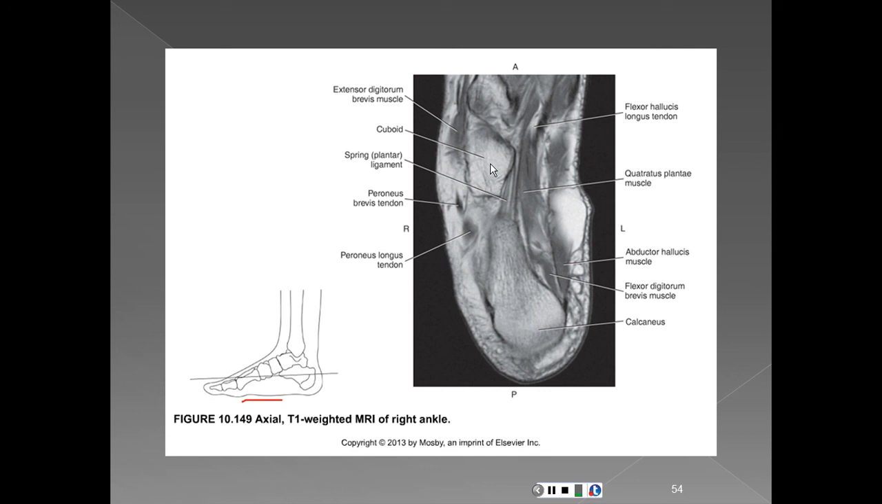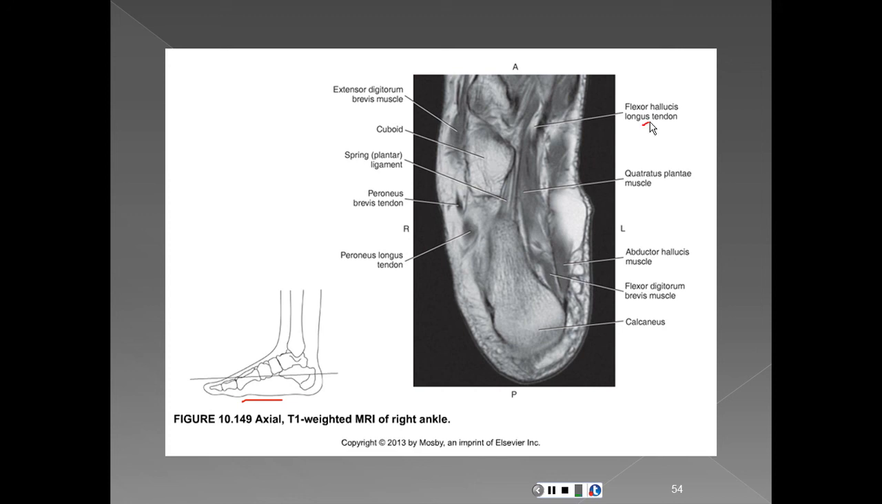And remember that avulsion fracture. The cuboid is a quite common avulsion fracture. See it on your fat saturation or suppression images. Extra fluid in the region of the cuboid.